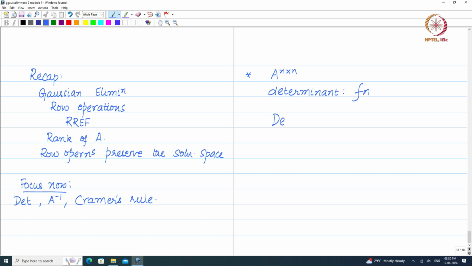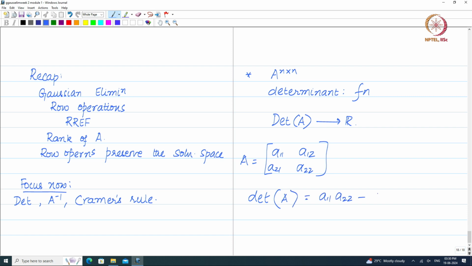Let A be equal to A11, A12, A21, A22. We define the determinant of A as determinant A is equal to A11 into A22 minus A12 into A21.